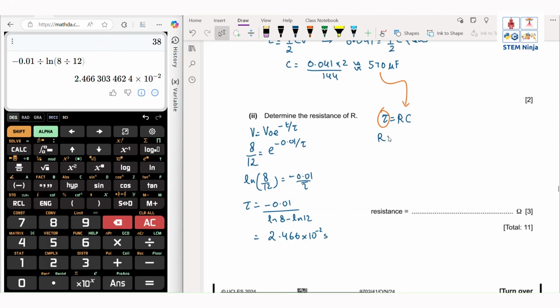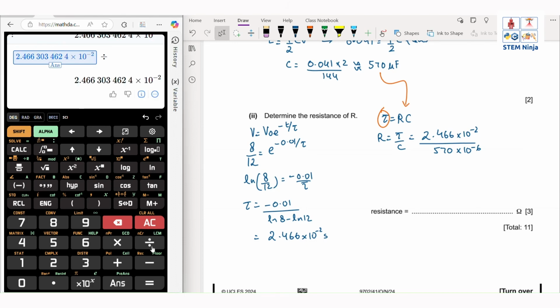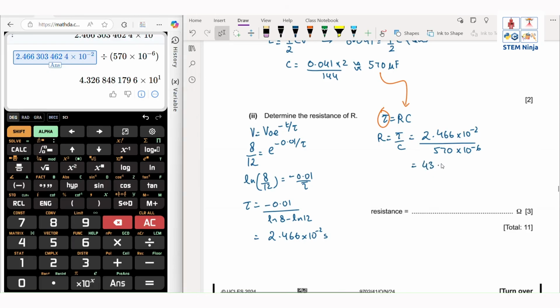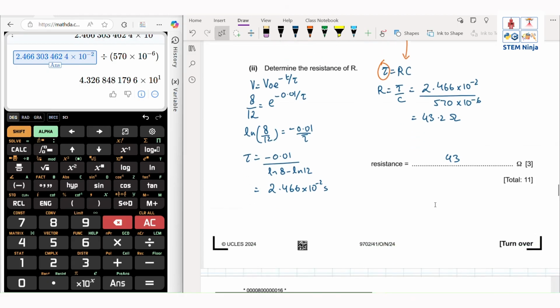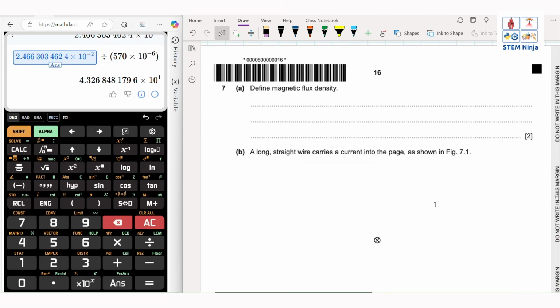So R will be tau over capacitance: 2.466 times 10 raised to power minus 2 divided by 570 times 10 raised to power minus 6. You get 43.2, so roughly 43 ohms. And that was a small question. All right, moving on to the next question.